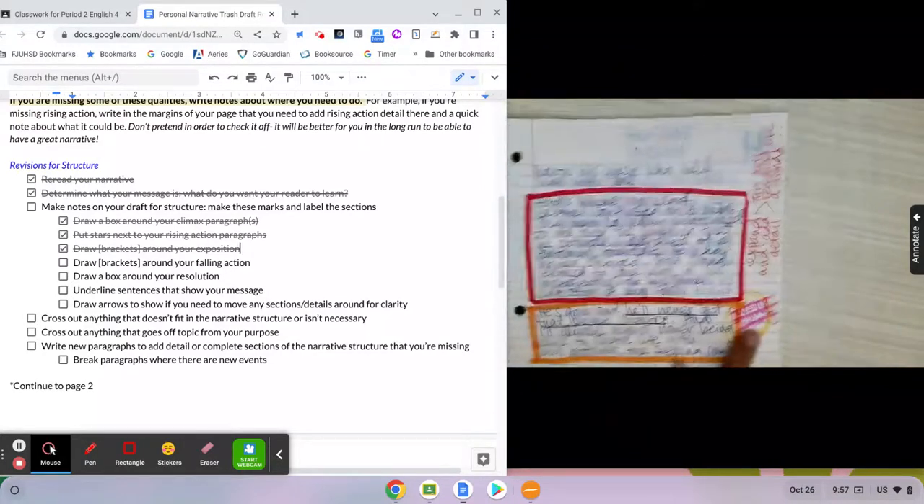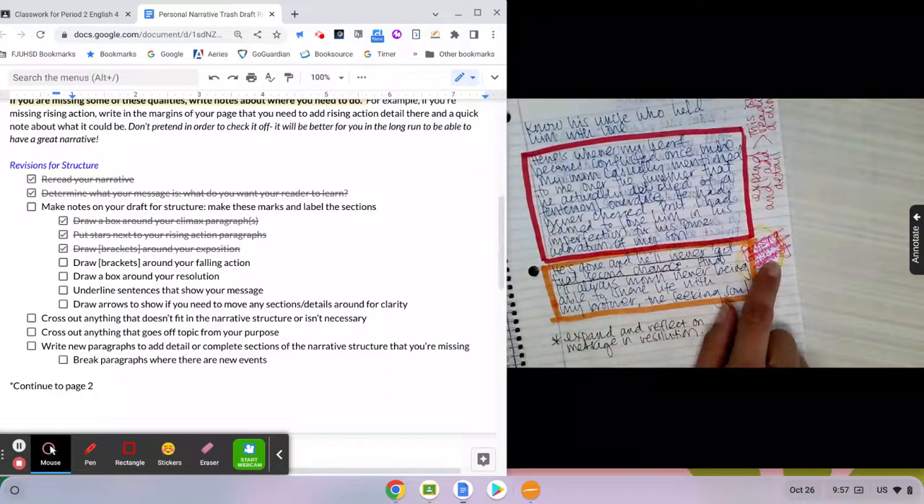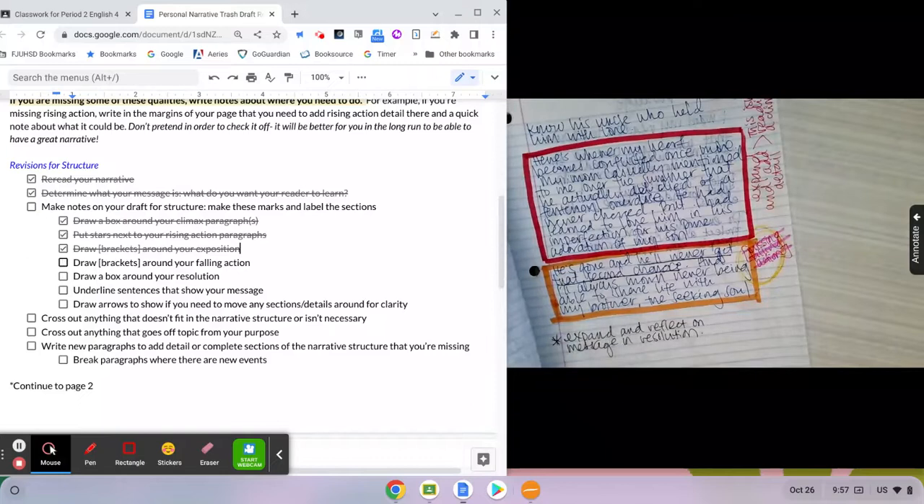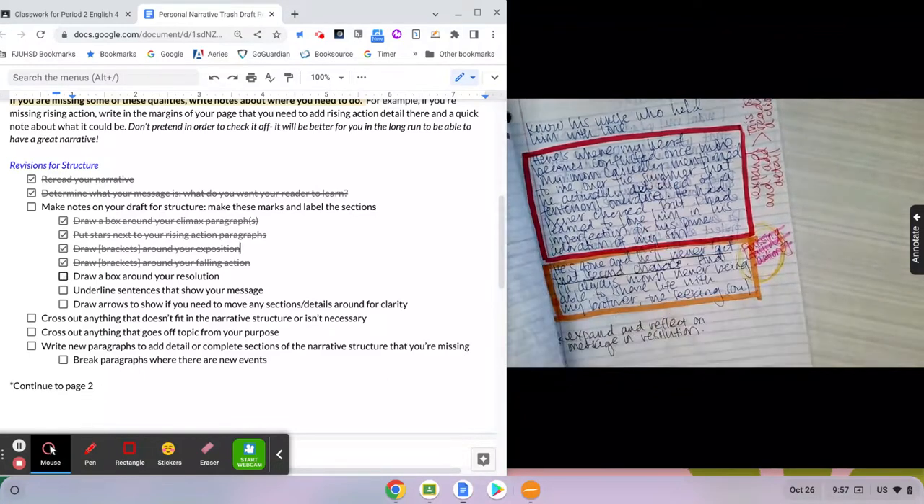So then I found, again, I have no falling action. So that's a huge revision for me. So I wrote it in brackets, but I had to write a note to myself instead of actually making the brackets because it was missing. But then I was able to draw a box around my resolution, and it comes right after. So that's kind of a mess there.